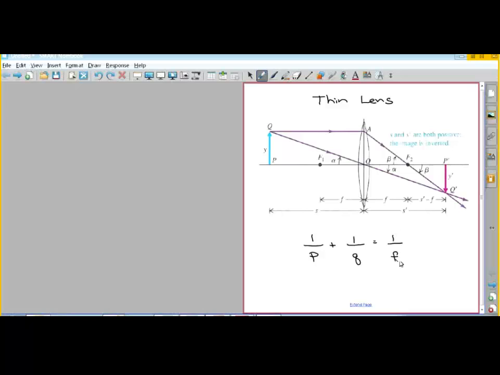It turned out for mirrors that the focal length was equal to r over 2, so when you put r over 2 in there, you get 2 over r when you take the reciprocal of it. So this is the lens equation.